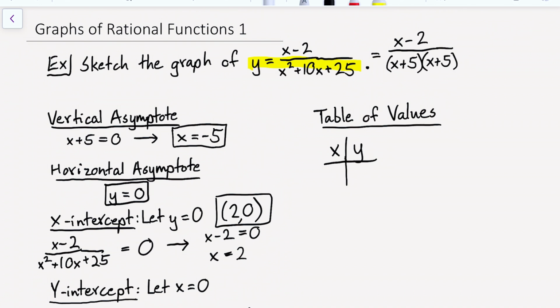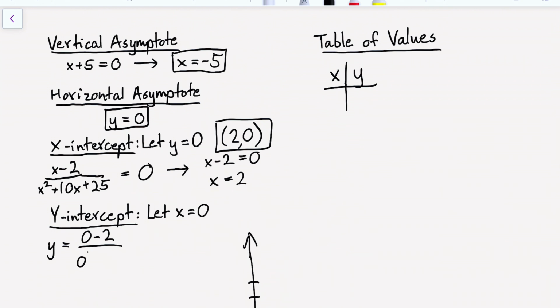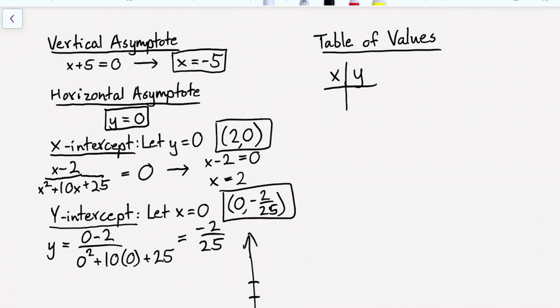Now we can reverse that and find the y-intercept by plugging in x equals 0. We would get y equals 0 minus 2 over 0 squared plus 10 times 0 plus 25. This will give us negative 2 over 25. That's a very small number, very close to 0. So when x equals 0, y equals negative 2 over 25.